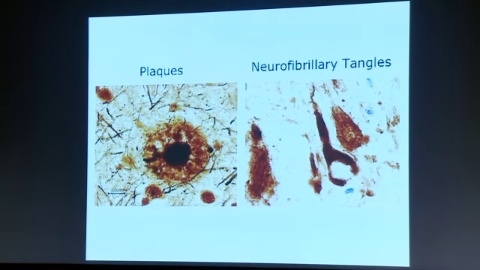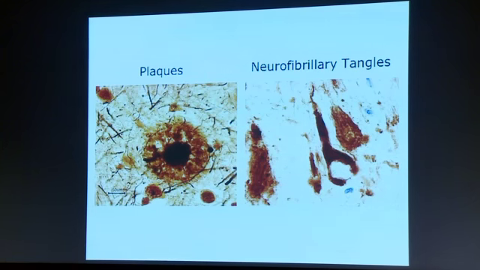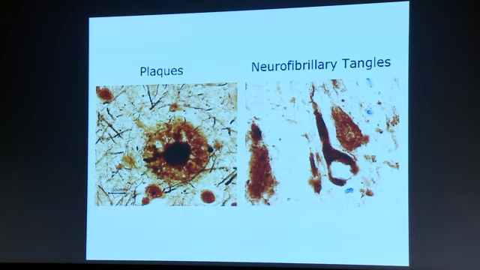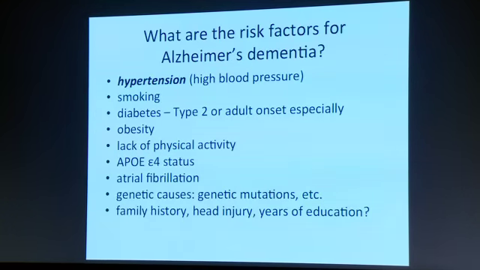And this is a real picture of a particular stain where we can see the amyloid plaques. This is occurring in between the cells and the actual tangles which are within the cell itself. And you can imagine that a cell full of this protein wouldn't be very happy and would probably be on the way to dying. So what are the risk factors for Alzheimer's disease?